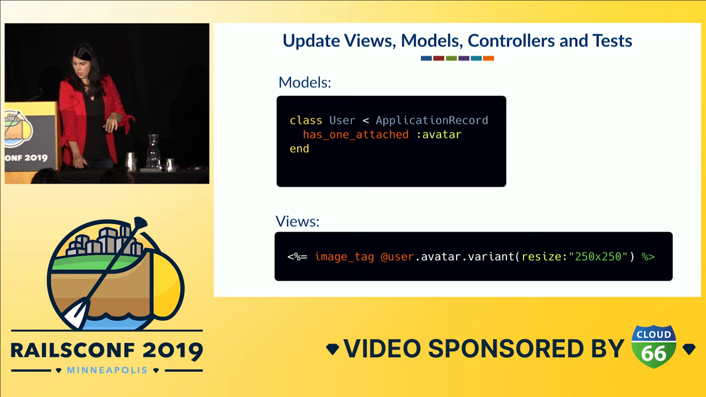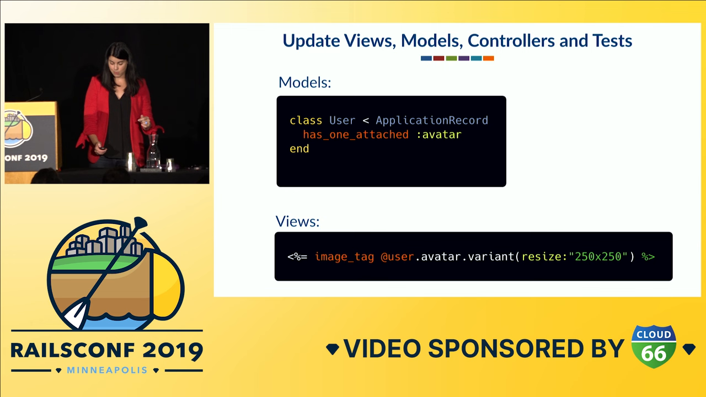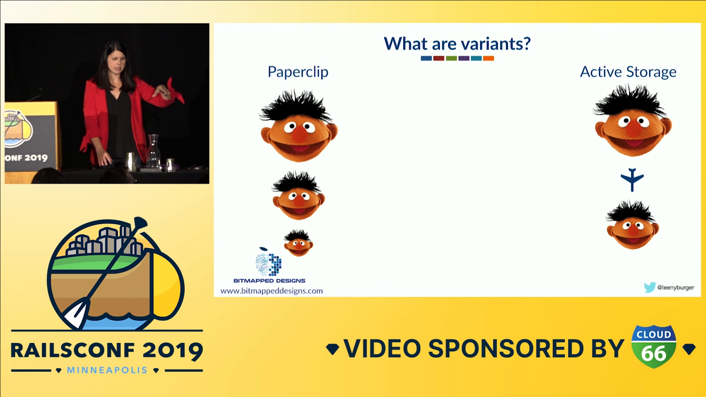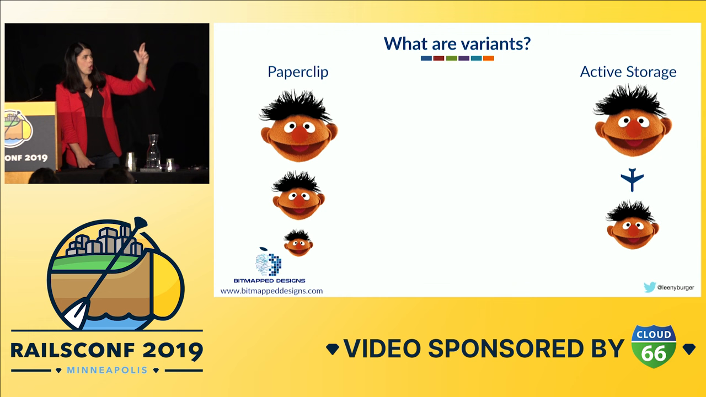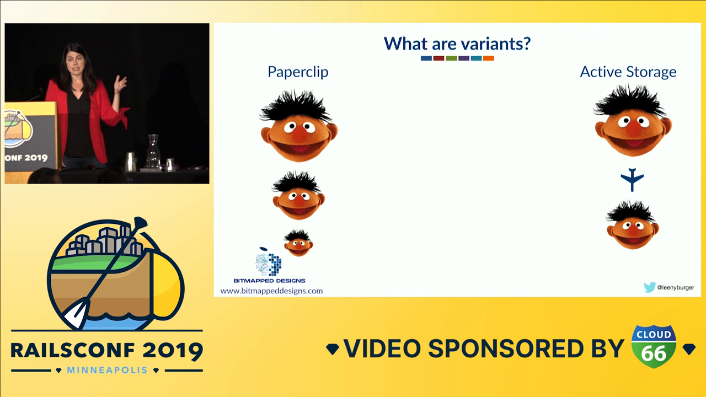So let's talk a little bit more about variants, because if you're working with images, as I was, they're very important. Paperclip preprocesses all your image sizes, so they're going to give you whatever they are, large, thumb, medium, whatever sizes you're working with. Active storage is going to do a lazy transform on the original blob on the fly. And Rails does cache the variant so that the processing is only going to happen the first time it's generated.